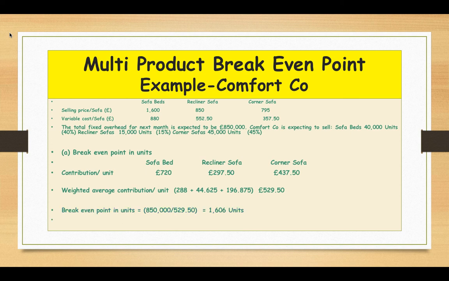Okay, so we can calculate the break-even point in units. It's going to be the same, which is 850,000 divided by the weighted average contribution per unit, which is 529.5. So the break-even point in units is 1,606 units.